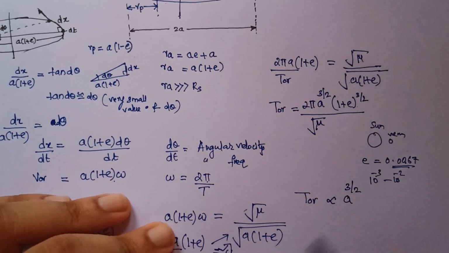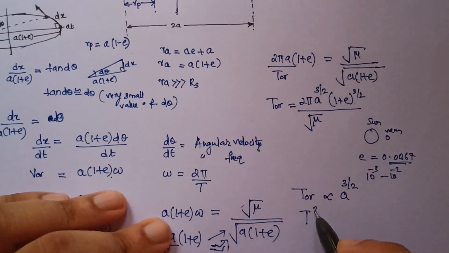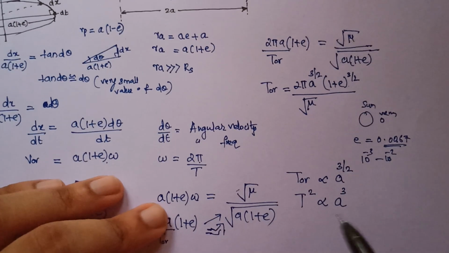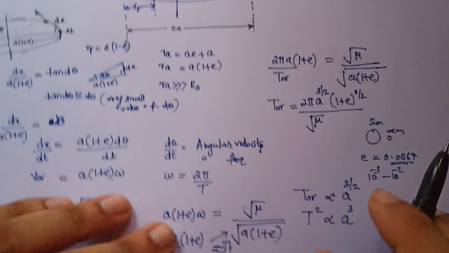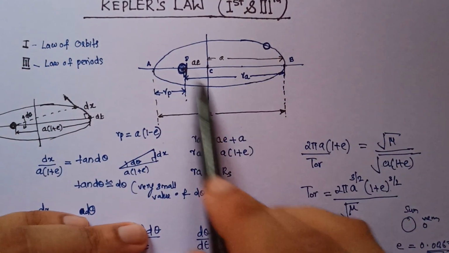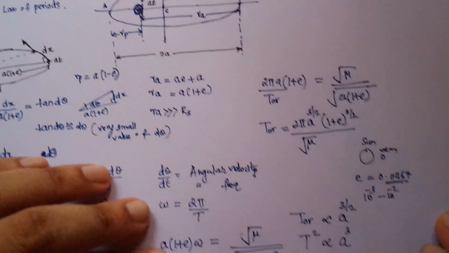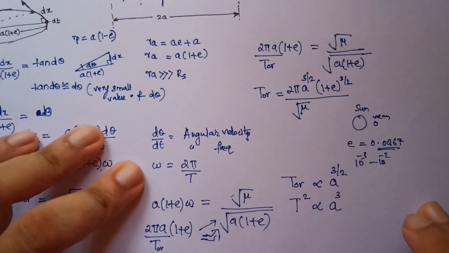This is the expression in terms of the semi-major axis, which can also be written as T square proportional to a to the power of 3. That means the square of the time period is directly proportional to the cube of the semi-major axis of the elliptical path for this planetary motion. So that describes the law of periods. I think we have satisfied the law of periods condition here. Again, this is a proof of the law of periods for an elliptical path.